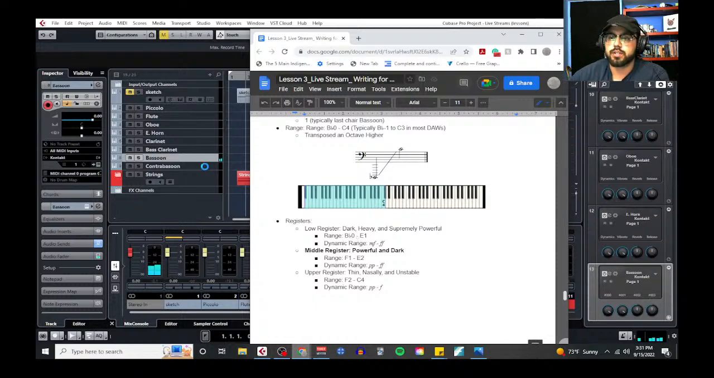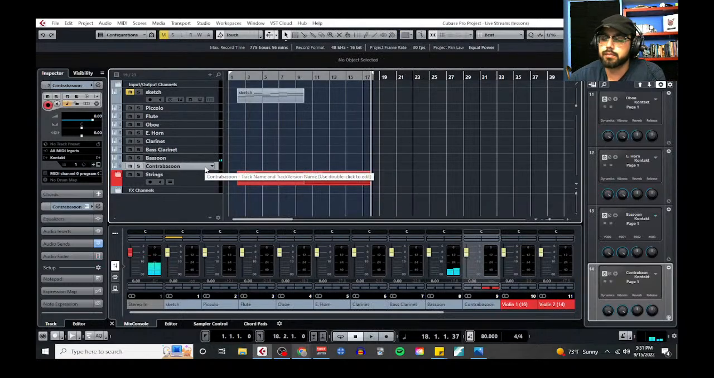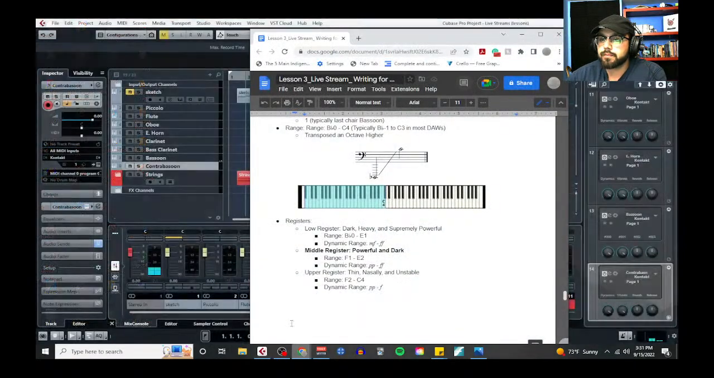That's low C. Now let's switch to the contrabassoon. Oh no, spinning blue. Okay, there we go. The contrabassoon's most useful register is going to be here to here. All right, so that's really where the contrabassoon is going to be used most of the time. This is where it's very powerful, very heavy.